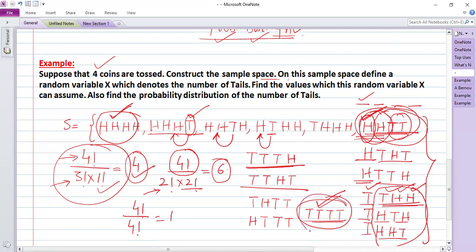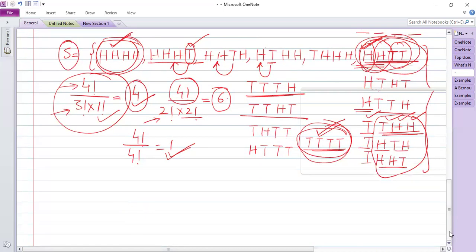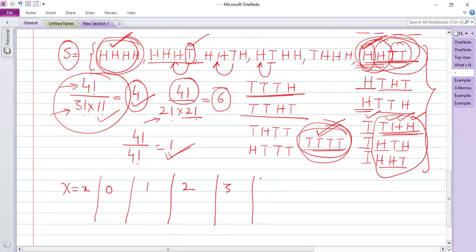Naturally, if you permute these tails or you permute these heads, you will not get a new permutation. So there is only one permutation. Now on this sample space, we are defining a random variable X, which denotes the number of tails. What values can this X have? It can have either value 0, 1, 2, 3, and maximum 4.